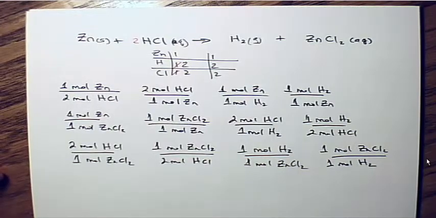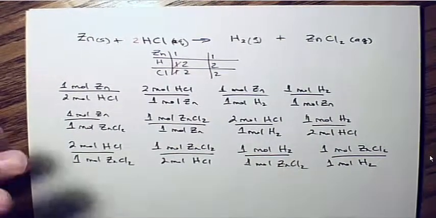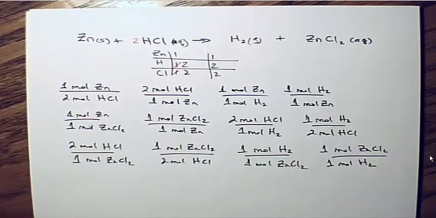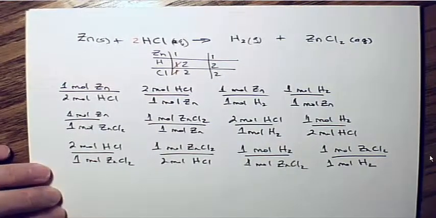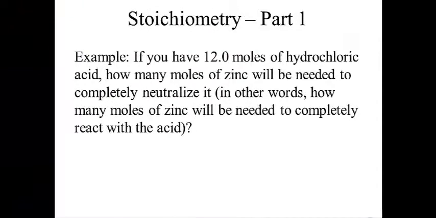A dozen different molar ratios from one equation with 4 species. That is a lot. But in any particular mass-to-mass stoichiometry problem, or any other kind of stoichiometry problem, just one simple problem, you only need 1 of these. You have to figure out which one you're going to need. Check it out. Write it down.